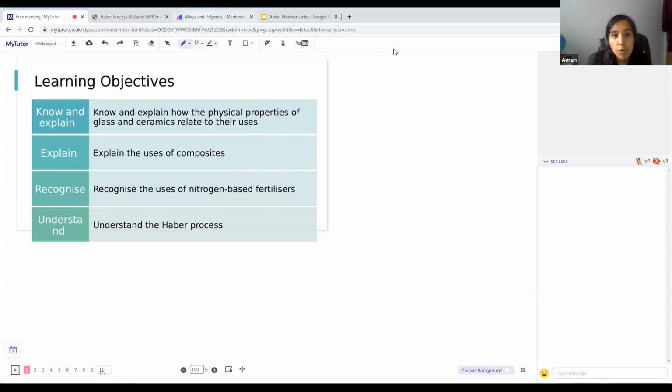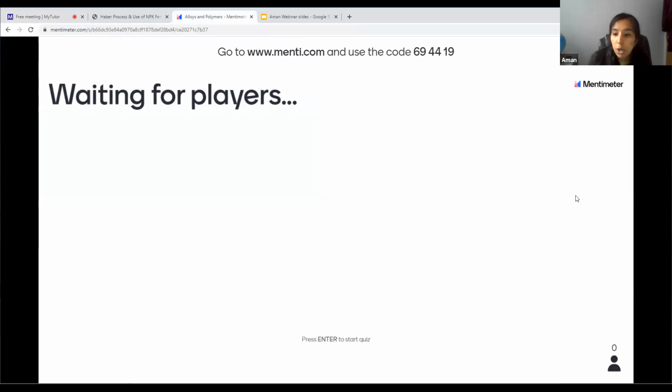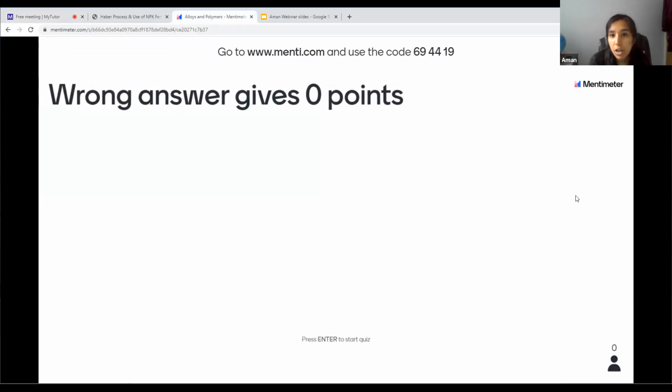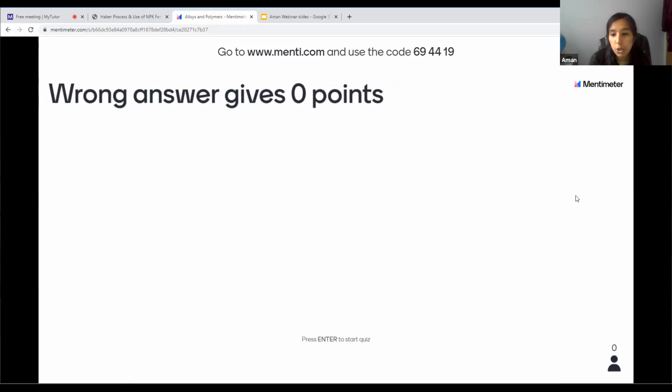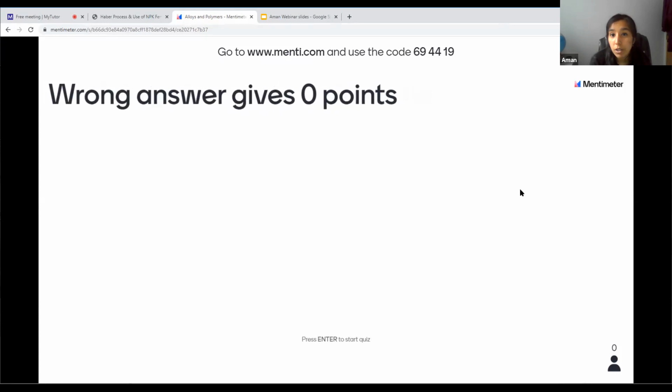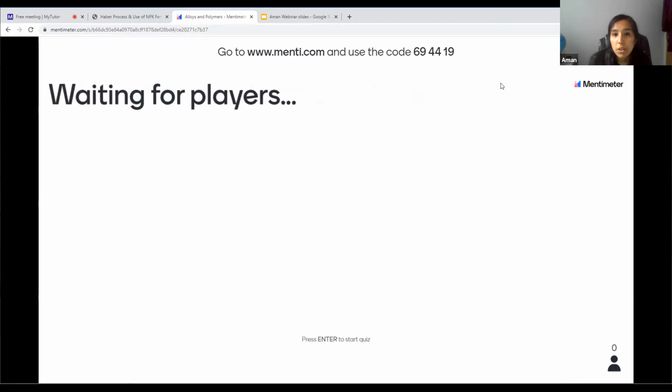As usual, we'll start off with a quiz testing last week's content. So we did alloys and polymers last week. So if you go to Menti and type in the code 694419, you should be able to join the quiz. So if you were here last week, you'll know that we looked at specific alloys, so things like brass and bronze. And we looked at thermosetting and thermosoftening polymers. So if you go on to Menti, we can do a quiz.